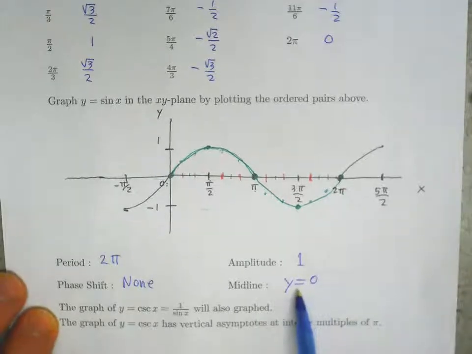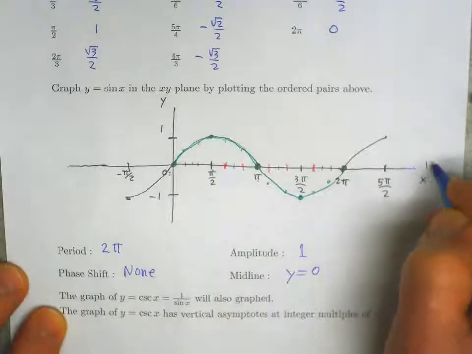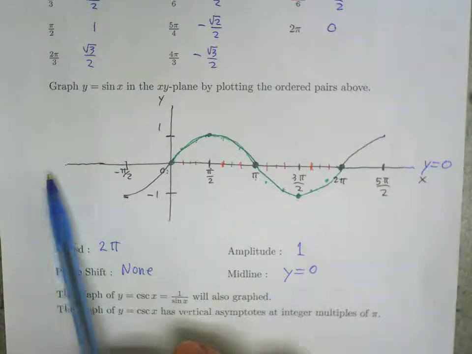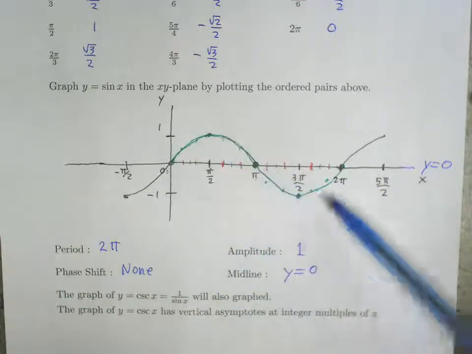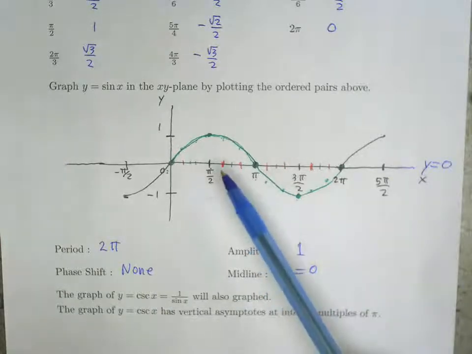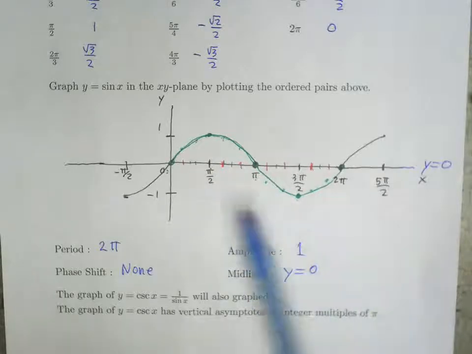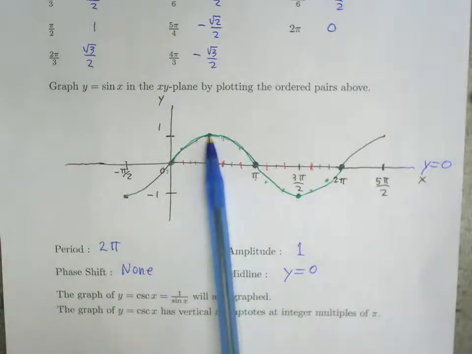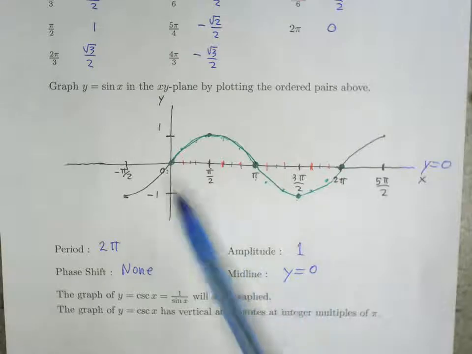You'll remember that y equals 0 is the equation for the x-axis. So the midline is the horizontal line about which the sine curve oscillates. The amplitude is how far above and how far below the midline the graph goes. So the midline is y equals 0, and the maximum point above the line is 1 unit above, and the minimum is 1 unit below. So that's the amplitude.